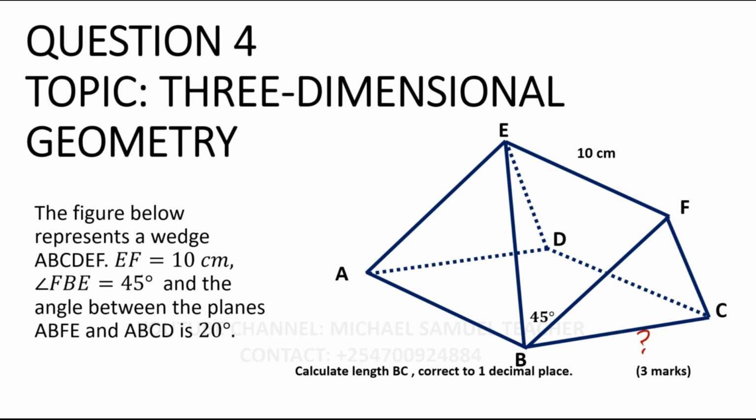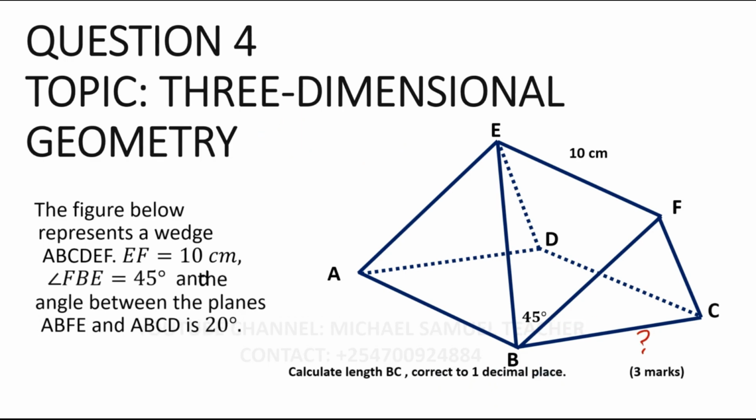Question number 4 is tested from the topic on 3-dimensional geometry, which is Form 3 work. So the figure below represents a wedge ABCDEF. EF is 10 centimeters, then angle FBE is 45 degrees, and the angle between the planes ABFE, this is the slanted plane, and ABCD, the ground one, is 20 degrees. So we need to calculate length BC. So this is the length we are required to calculate, correct to 1 decimal place.